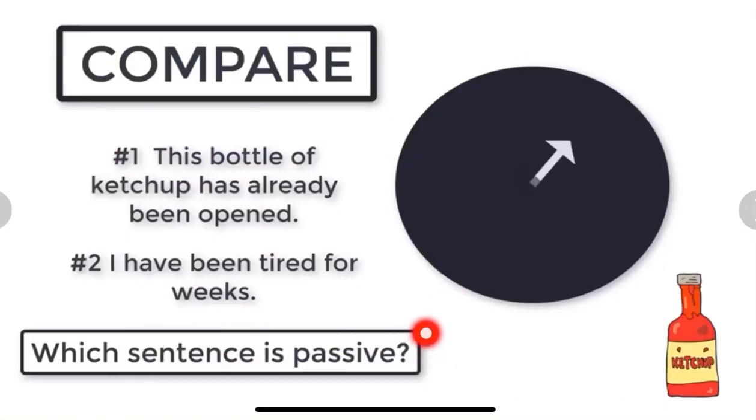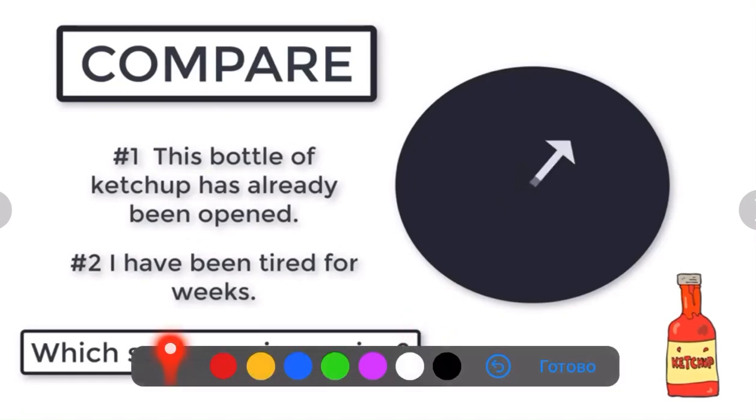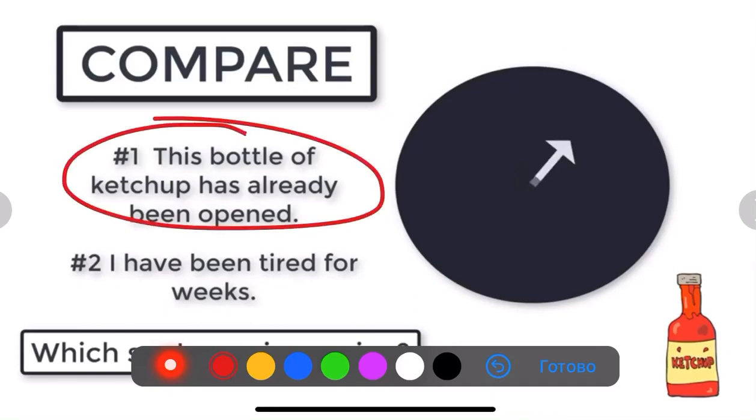Let's compare. This bottle of ketchup has already been opened. I have been tired for weeks. Which sentence is passive? So here we have the been and the verb ed. That's why this is a passive form.